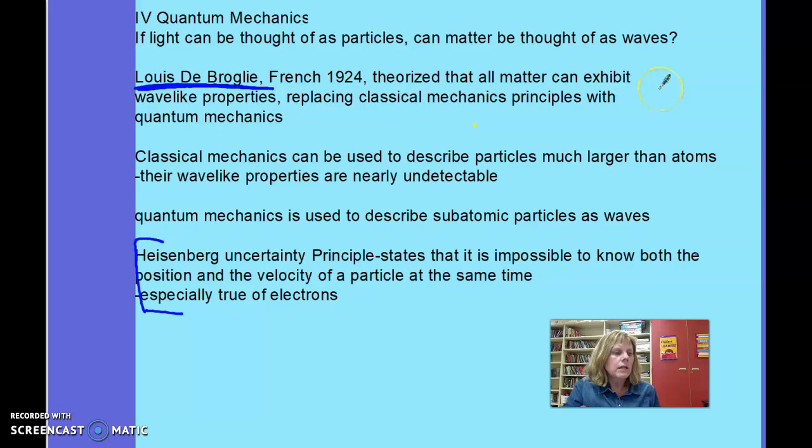De Broglie also is in that word bank. So de Broglie is the guy who said, hey, all matter actually can exhibit wave-like properties. It's just that in larger objects, the wave is so negligible that it's almost immeasurable, you really can't detect it, but just trust us, it's there.